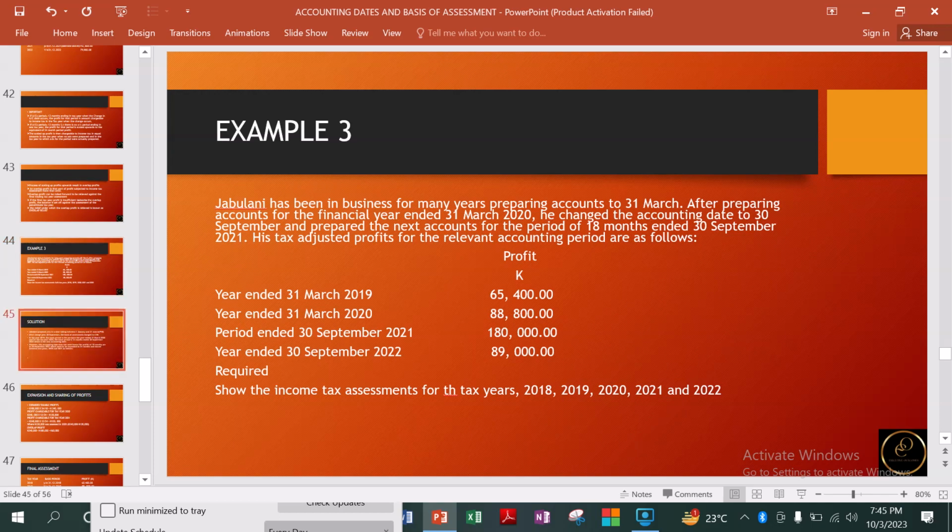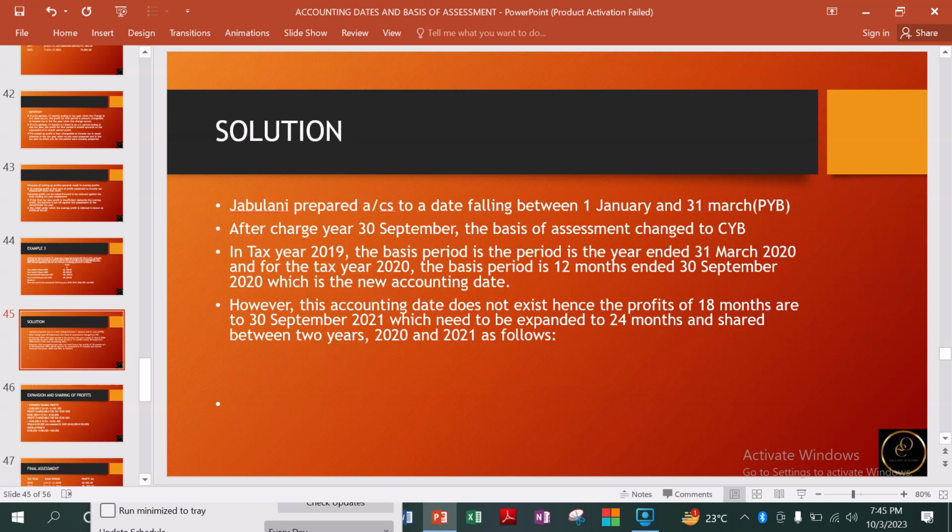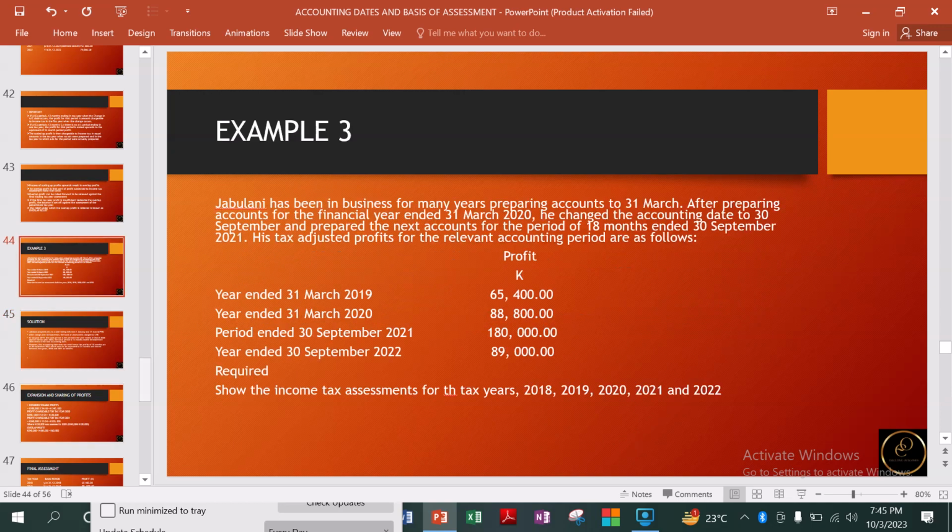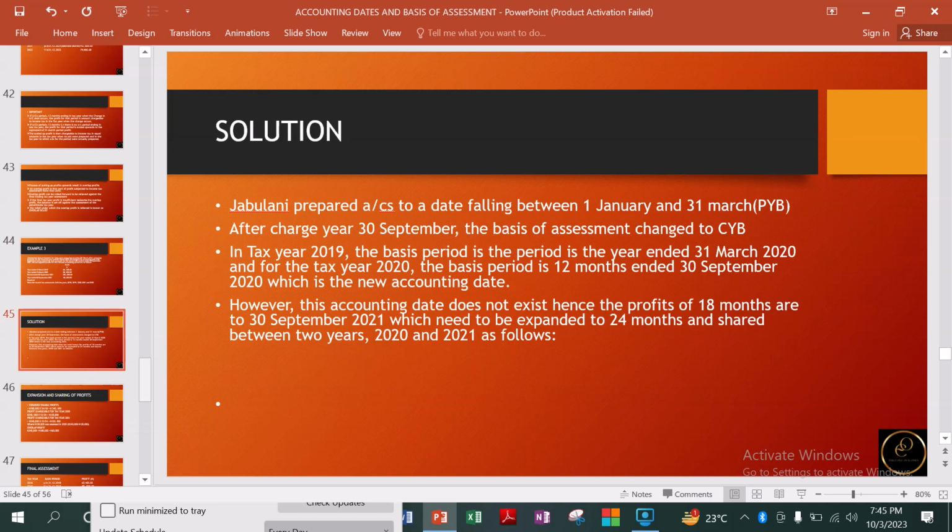So, points to note: Jabulan prepared accounts to a date between 1st January and 31st March, therefore it is the preceding year basis. After the change of year end to 30 September, the basis of assessment changed to the current year basis. You can see we started preparing accounts to 30 September, so it changed to the current year basis.